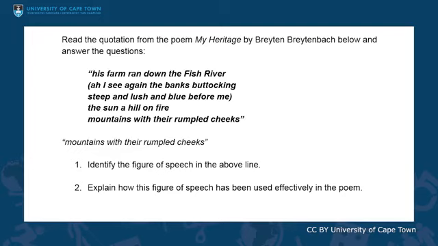Ah, I see again the banks buttocking, steep and lush and blue before me. The sun a hill on fire, mountains with their rumpled cheeks. The following quotation from the poem is given, and learners have to answer the following questions on the quotation. Mountains with their rumpled cheeks. 1. Identify the figure of speech in the above line. 2. Explain how this figure of speech has been used effectively in the poem.